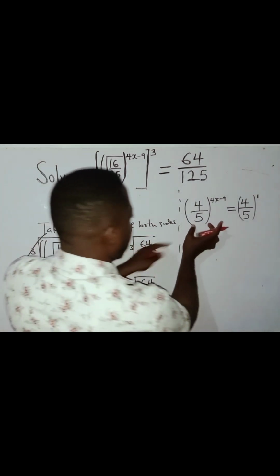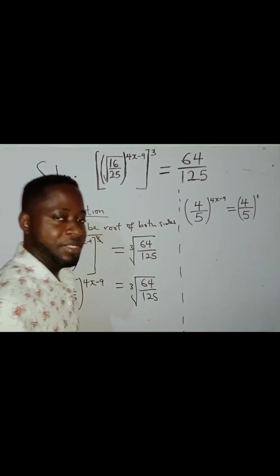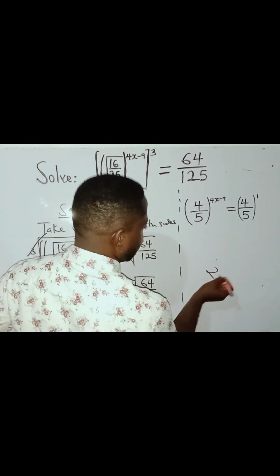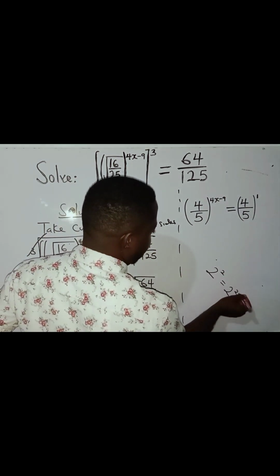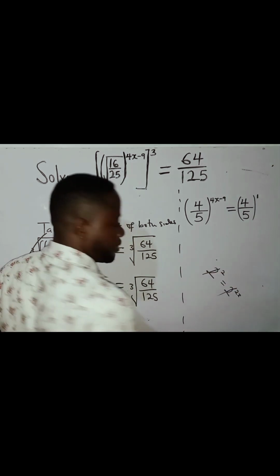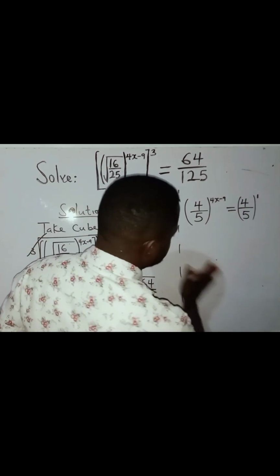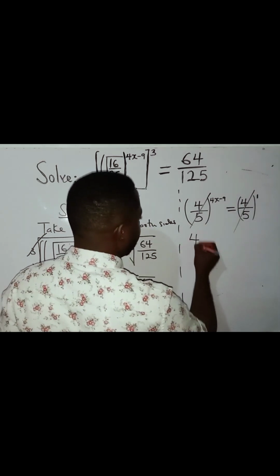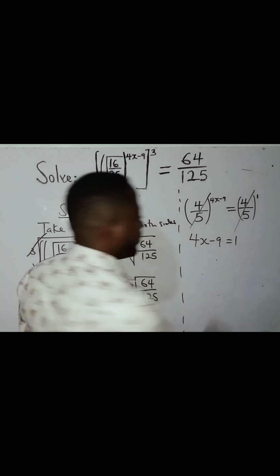As you can see, we have the same base, just like when you are solving your normal exponential equation and you have something like 2 raised to power 2 equals 2 raised to power maybe 2x. You know, the 2 will cancel out each other. So we are going to apply the same thing here. This will cancel out this, then I will be having 4x minus 9 equals 1.